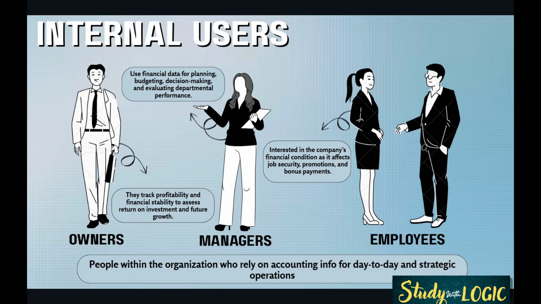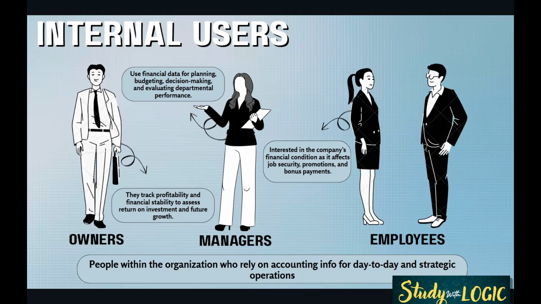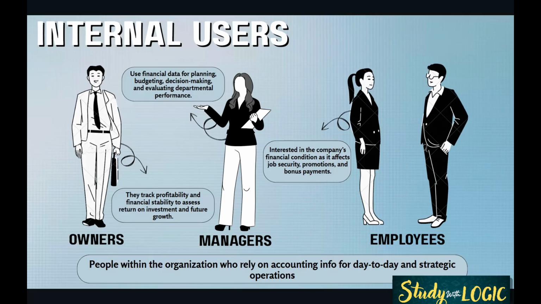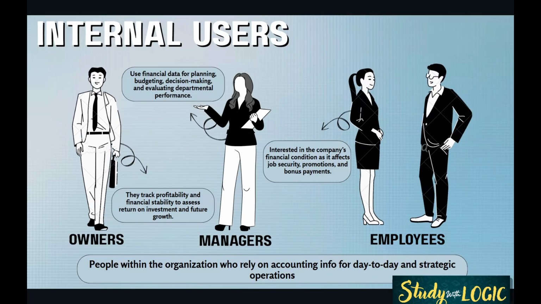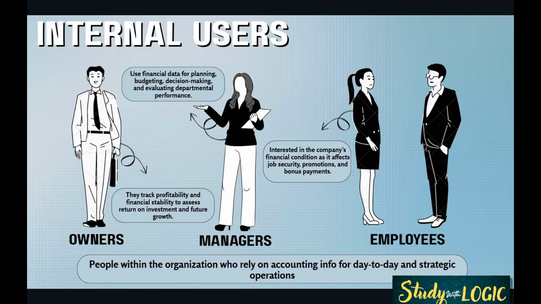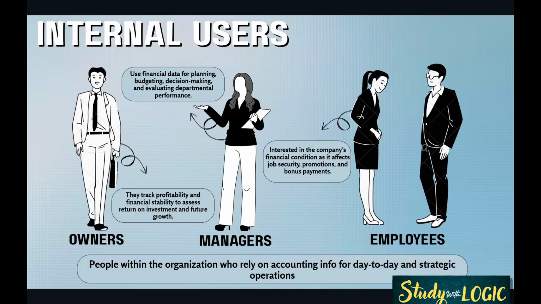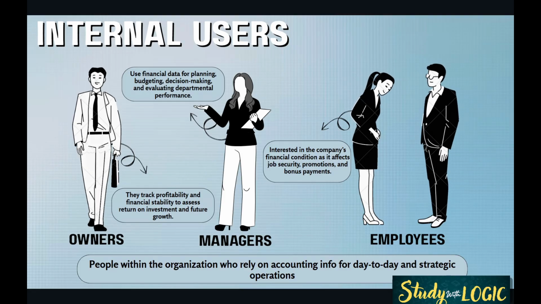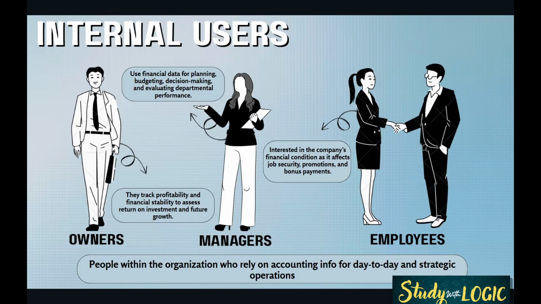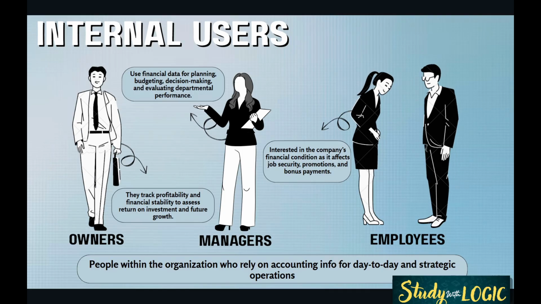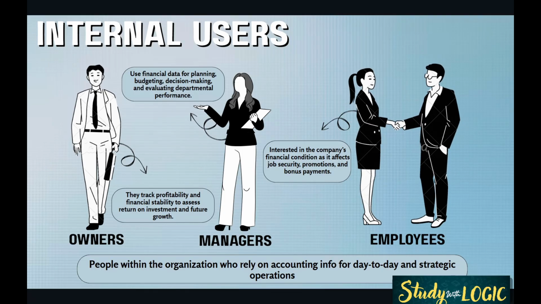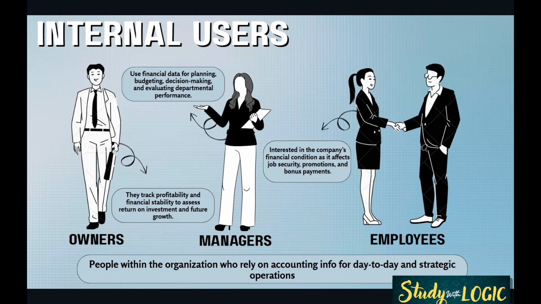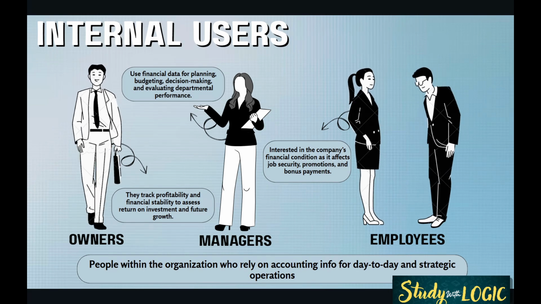Owners. The owner or the proprietor is the person who provides capital to start the business and run the business. Since they bear the risk and expect profits, they use accounting information to assess how well the business is performing. For example, a sole proprietor of a bakery checks the profit and loss statement at the end of the month to see if the bakery is making a profit or loss and decides whether to expand or reduce production.